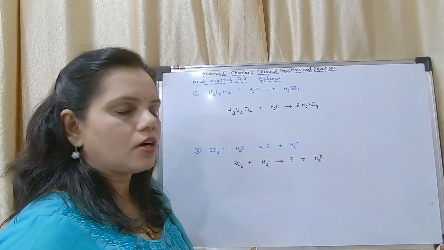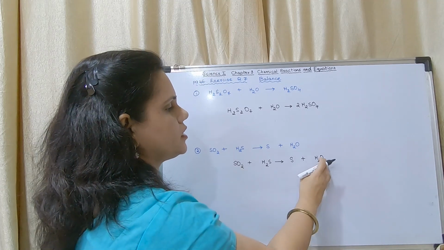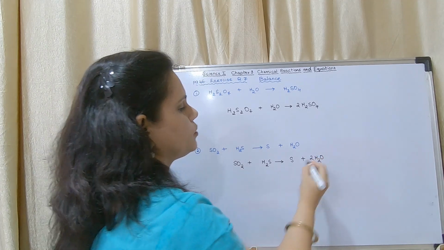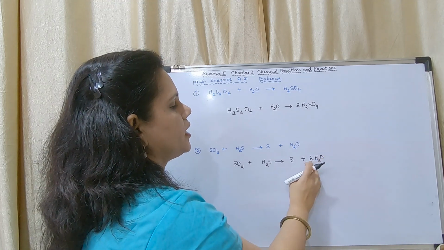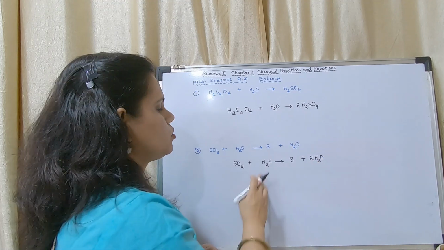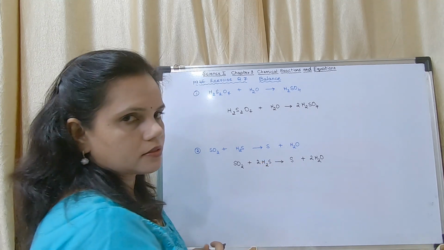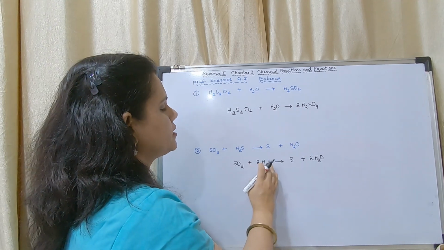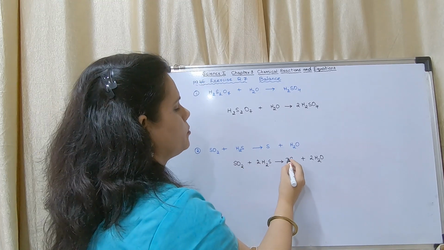First I will start with oxygen. There are 2 oxygen here. Here there is only 1. So I will put a 2 here. When I have put a 2 here, hydrogen has become 4. So I have to make hydrogen here also 4. So I will put a 2 here. If I put a 2 here, sulfur has become 2 plus 1, that is 3. So I will put a 3 here.